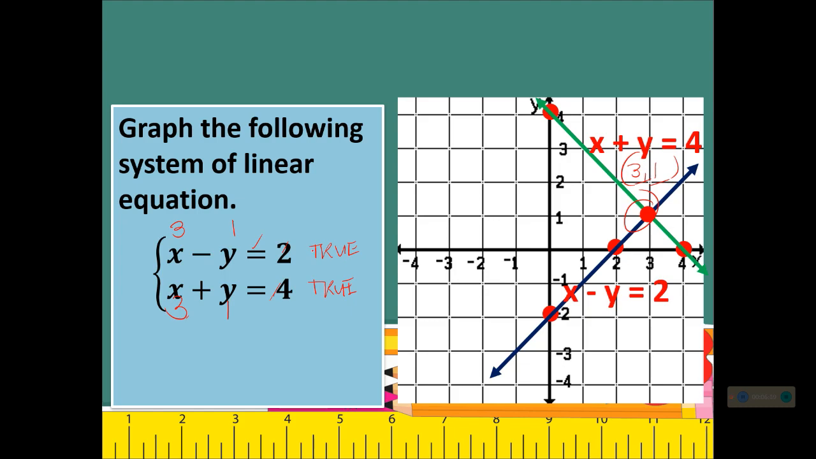Since the first equation is true, and the second equation is also true, therefore 3, 1 is the correct solution of our given system. Again, this is called a solution of the system, because it satisfies the first equation and the second equation. Because in a given system of linear equations, you may only say that the ordered pair is a solution of the given system if and only if it satisfies both equations of our given system. Okay? Any question?